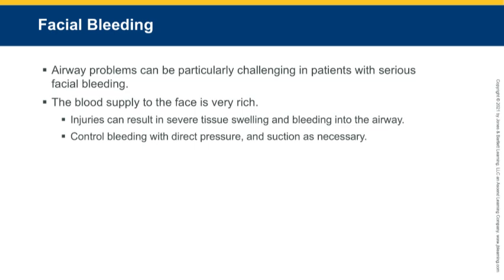Facial injuries can present serious airway challenges, as the rich blood supply to the face can lead to heavy bleeding, swelling, and airway obstruction. Key concerns with facial bleeding include blood pooling in the airway, causing choking or aspiration, swelling from trauma, potentially obstructing airflow, and broken teeth or debris, which can become airway obstructions. Control bleeding quickly using direct pressure, and be prepared to suction the airway as needed to prevent aspiration. If airway compromise is suspected, initiate advanced airway management as soon as possible.